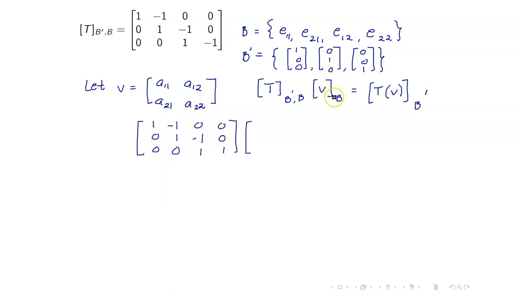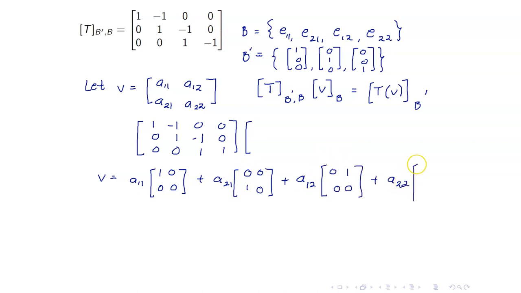What is the coordinate vector of V with respect to B? Take note that V is equal to A11 times E11 plus A21 times E21 plus A12 times E12 plus A22 times E22. So therefore, the coordinate vector of V with respect to B is just A11, A21, A12, A22. I will plug this in here.